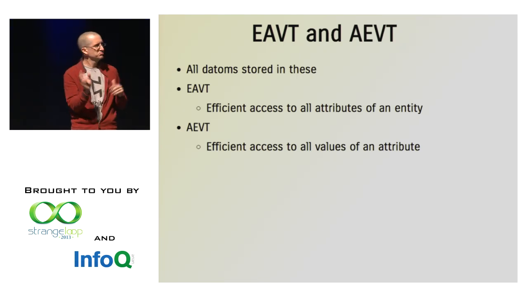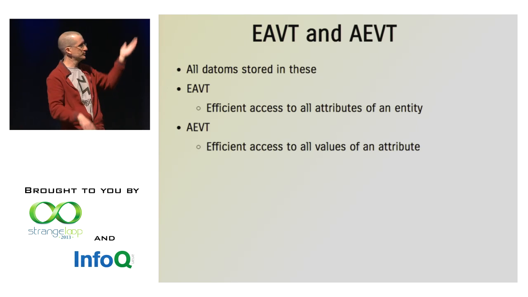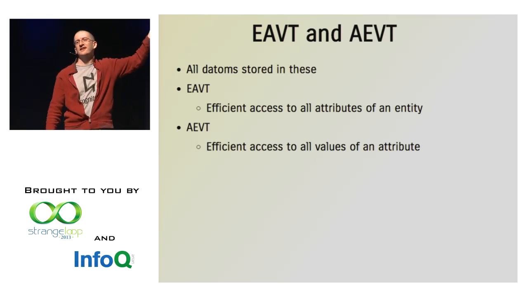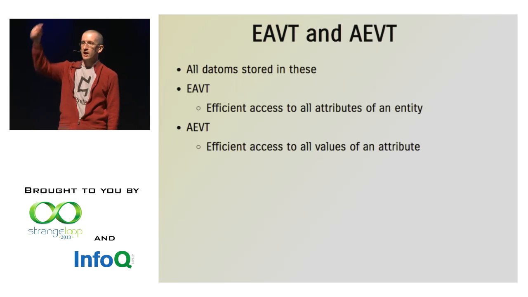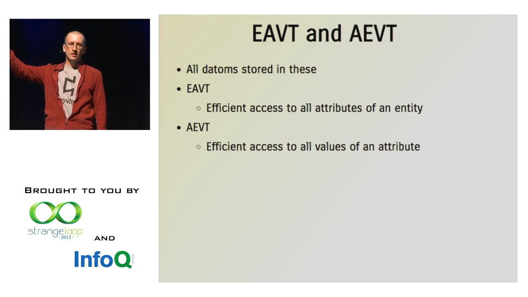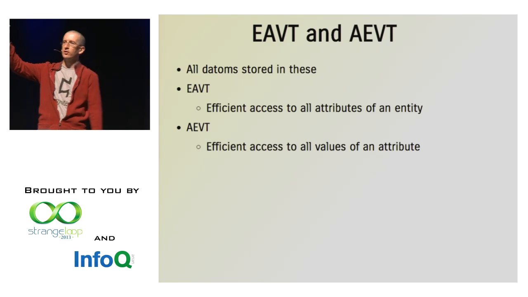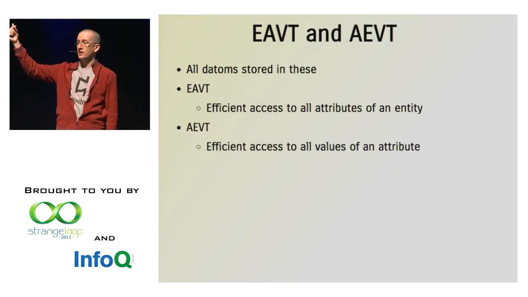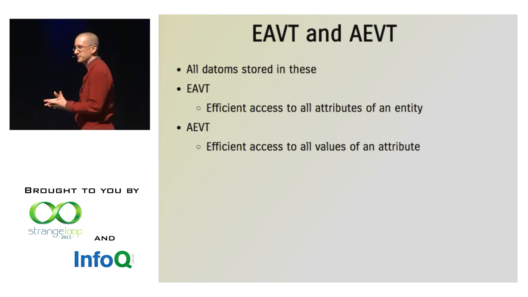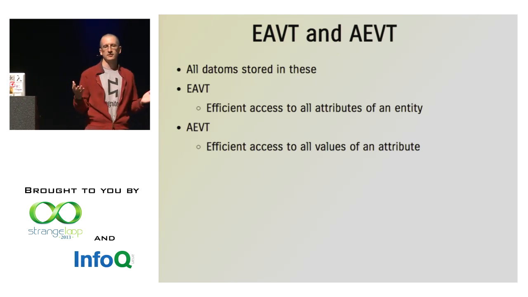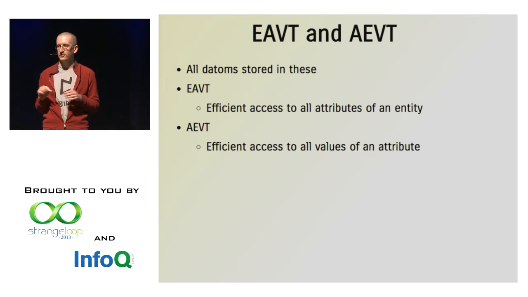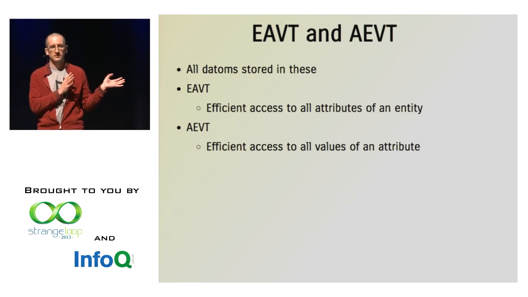And also we have AEVT, which sorts first by attribute. So you can walk up and say, let's say I've got entities in this database that represent people. Let me go find the part of the AEVT index that talks about first names. Attribute first name. Here are all the first names in the database, or some subset thereof. What's that like? If EAVT is like a row-oriented view, what's AEVT like? A column-oriented view. And we always have both of these, so you can pick which one is more efficient for your needs.